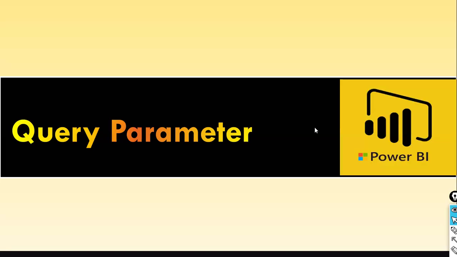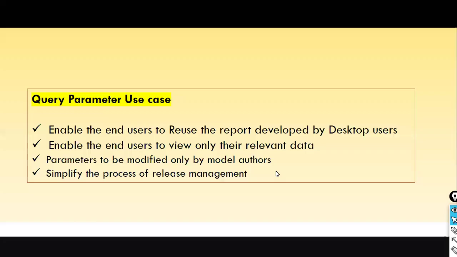Next, we will understand what a query parameter is in Power Query Editor. The name suggests it is a variable. A parameter is nothing but a variable. The query parameter allows us to dynamically modify the behavior of our query or set of queries. That is what a query parameter is all about.